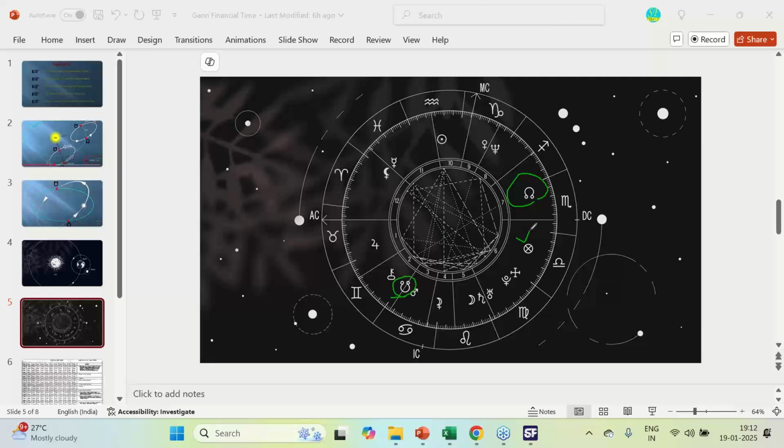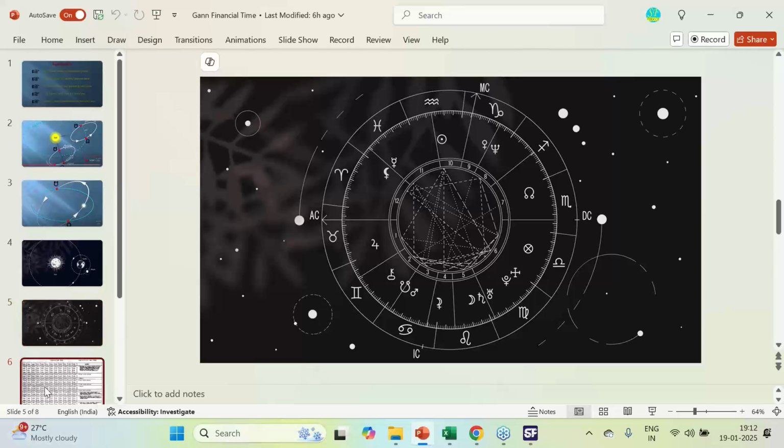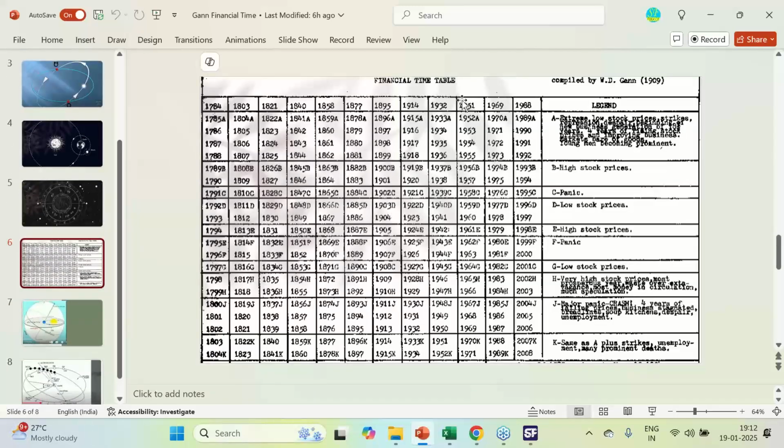Then you have different angle dimensions here, some close angle dimensions and some wide angle dimensions. All these things replicate your lunar node. But how does this lunar node impact our stock market or any financial market? W.D. Gann put all this knowledge into one table known as the financial timetable.